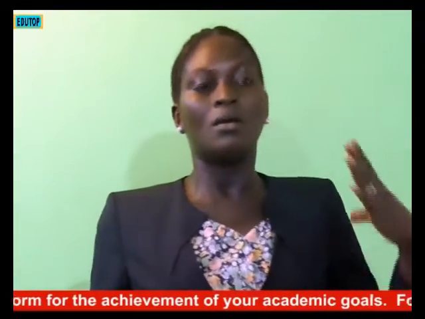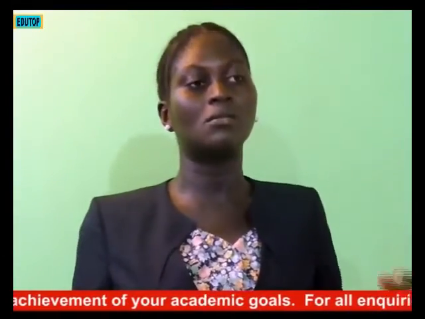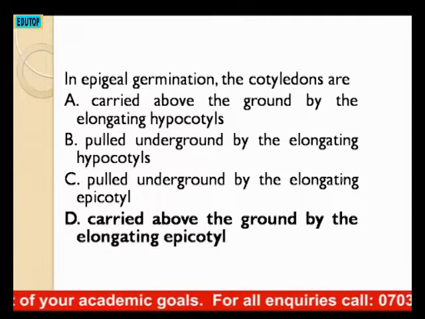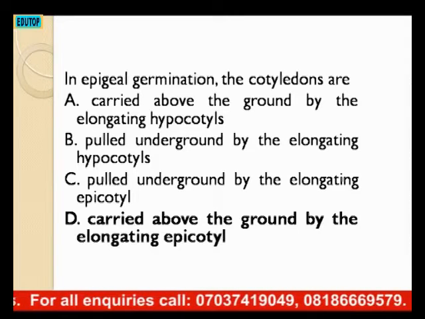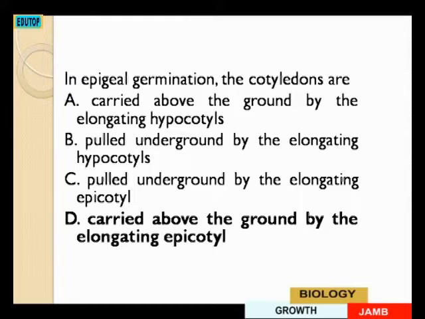So this question, from the definition I've just given, as from the four options that we have here, two have been eliminated in the sense that in epigeal germination, cotyledons are carried above the ground. So option B and C are ruled out. They are not pulled under the ground by anything. Then we have option A and D, carried above the ground. One says by the elongating hypocotyl and the other says by the elongating epicotyl. But in epigeal, it is still the elongating epicotyl that carries the cotyledon above the ground. So that gives us option D, carried above the ground by the elongating epicotyl.